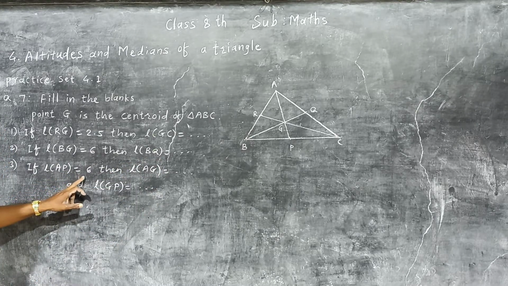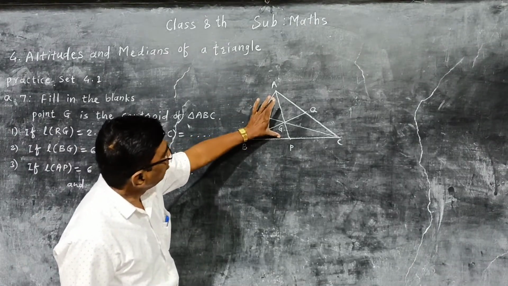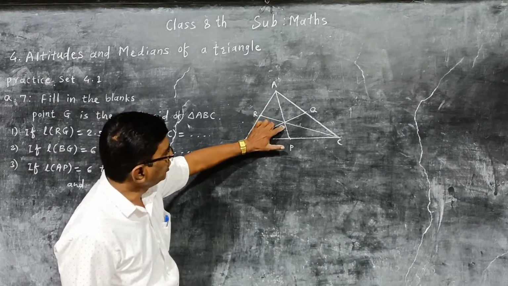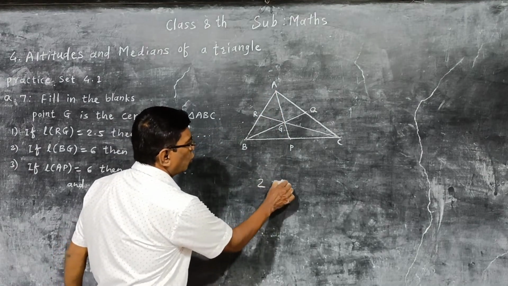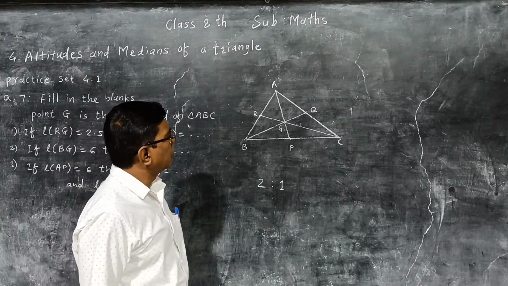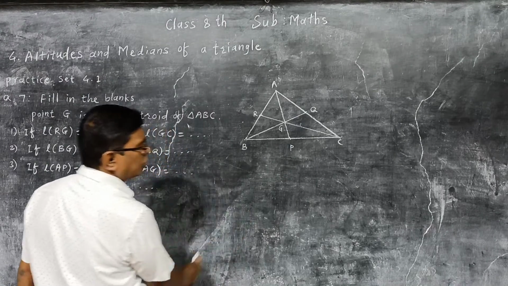If length AP is equal to 6, then we have to calculate length AG and length GP. Now to study this, we first study the property of centroid of a triangle. The centroid divides the median in the ratio 2:1. This point G divides segment AP in the ratio 2:1. This is the property of the centroid of a triangle. Means the centroid divides each median in the ratio 2:1.